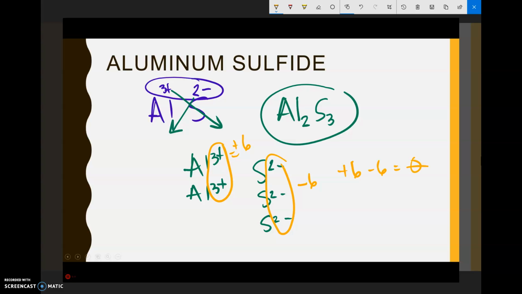So when we swap and drop, it makes the compound neutral, which is why we swap and drop. It's just easier to do mathematically. You can also do this algebraically, but again, way easier to just do it mathematically.